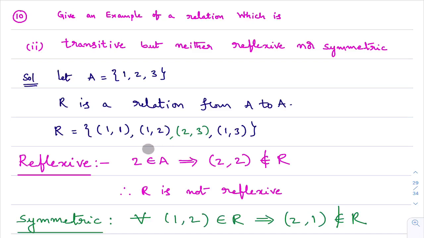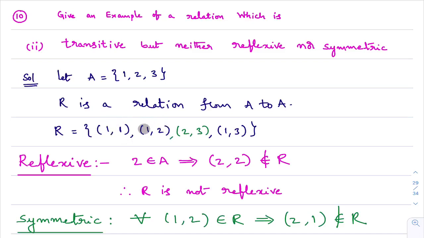1 comma 1, what is the reverse order of 1 comma 1? 1 comma 1 only, like A comma B, B comma A. 1 comma 1 reverse order is 1 comma 1, 2 comma 2 reverse order is 2 comma 2. So for such ordered pairs, symmetric property always holds good, no need to check. For this ordered pair 1 comma 1, ordered pair B comma A is also 1 comma 1. So symmetric property holds good for this ordered pair.